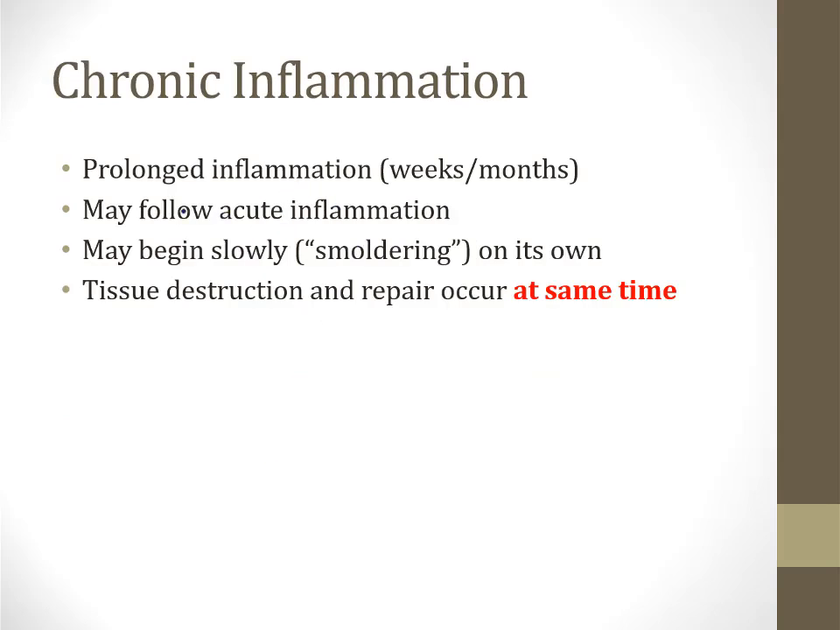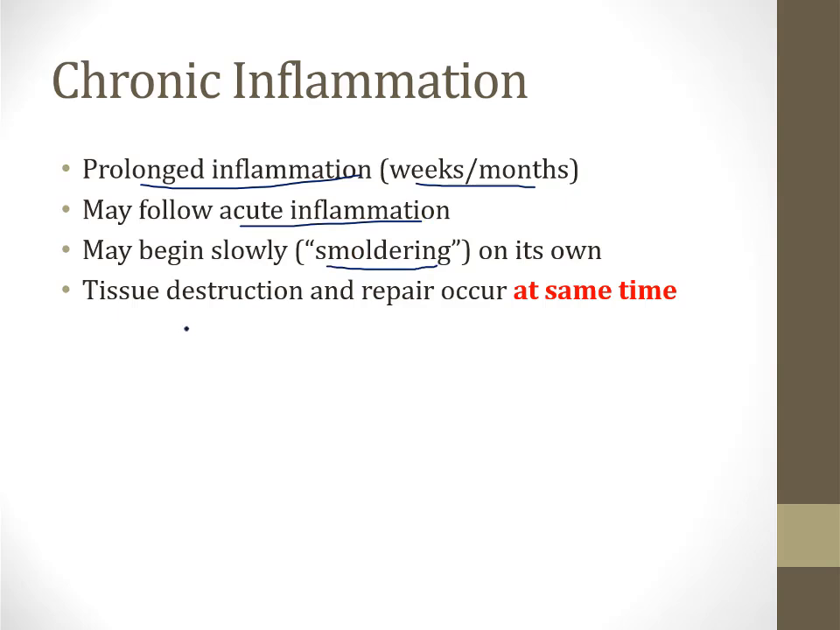Chronic inflammation is prolonged inflammation that lasts for weeks or months. It can develop from acute inflammation, but it can also begin on its own. There are some inflammatory processes that begin very slowly. They are said to be smoldering, and they basically never have an acute phase. They go right into chronic inflammation.